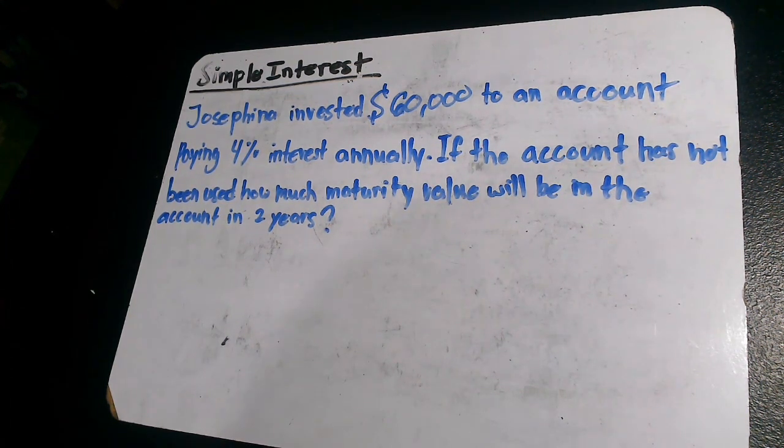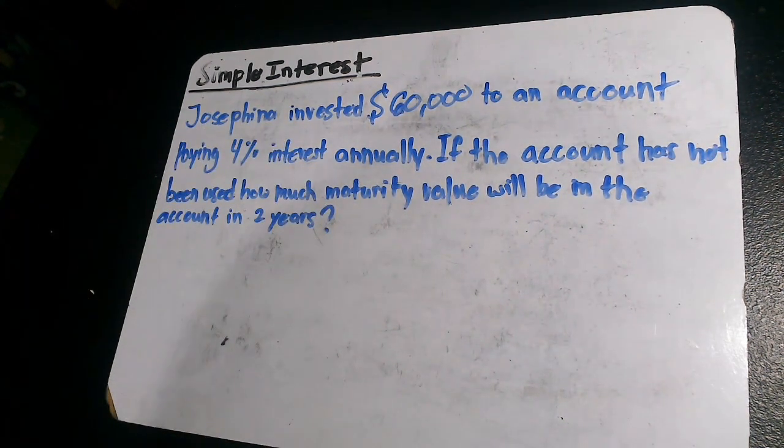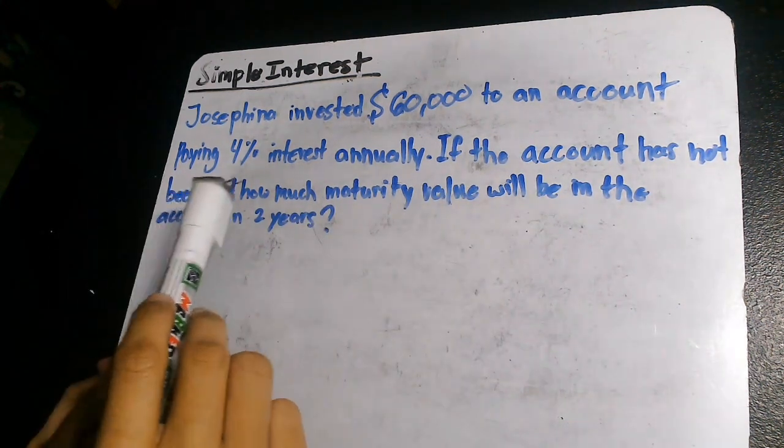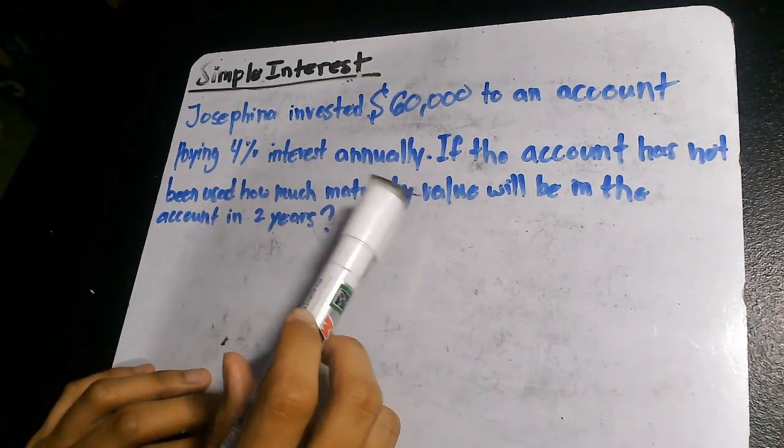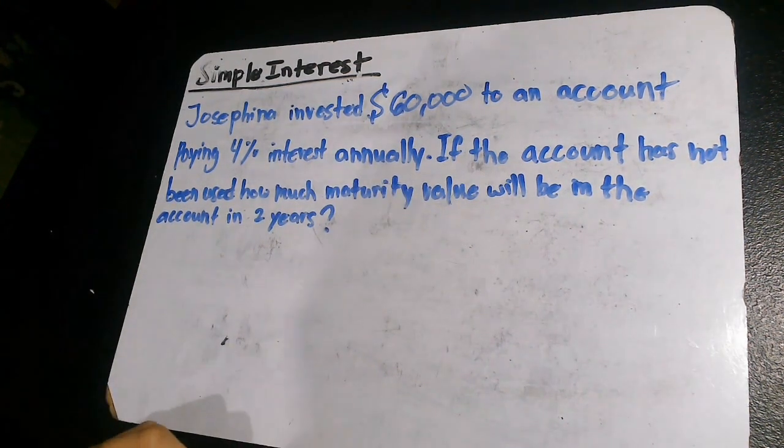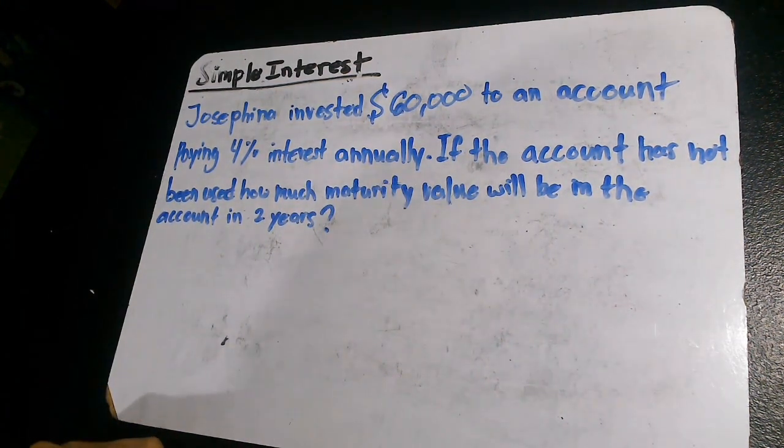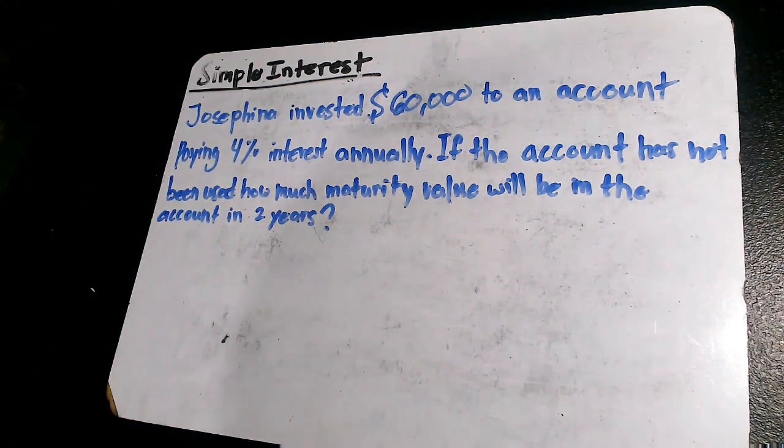Since I have already given an example earlier and have discussed how to solve the problem, it is now your turn again to solve one, to test if you truly understand the lesson. My example problem is: Josefina invested $60,000 to an account, paying $4,000 interest annually. If the account has not been used, how much maturity value will be in the account in 2 years? Always remember to find the given first. Are you already done? Let's check if your answer is correct.